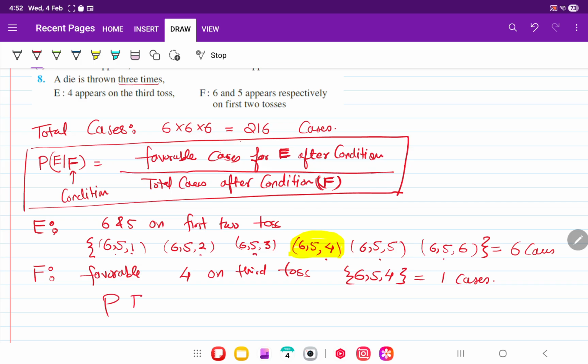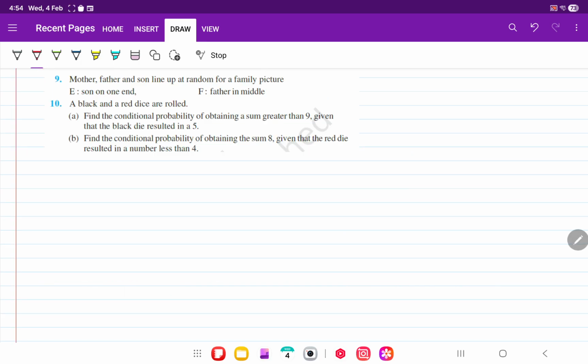So what will be the probability of E when F has happened? The total cases are 6. Out of that, 1 is favorable. So this is my answer, 1 by 6. So I hope you got it. Let's do the next question. Let's try the 9th question.